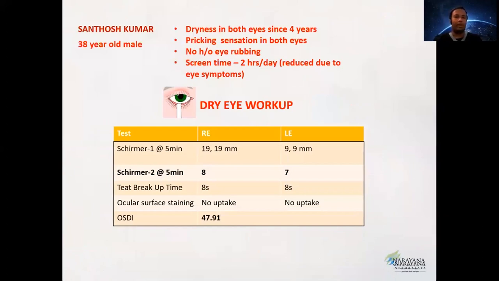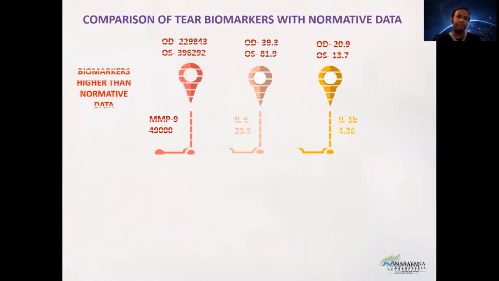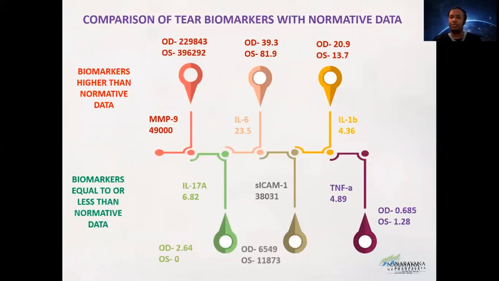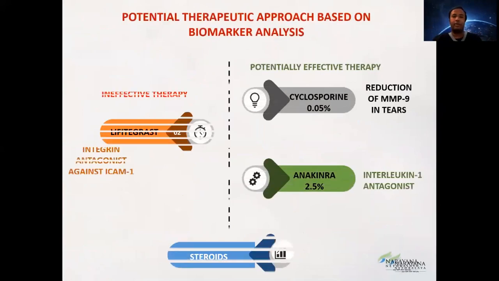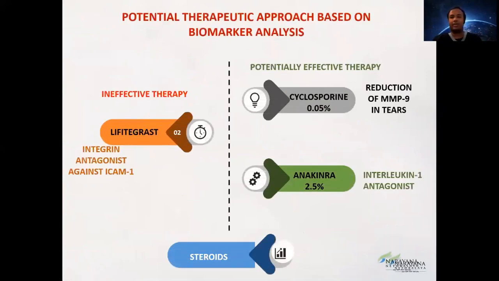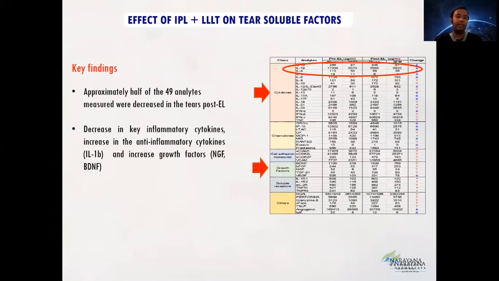This is a patient who, if you look at Schirmer's with anesthesia, was deranged. Tear film breakup time was borderline. And what we found is MMP9 was elevated markedly, in addition to interleukin 1 levels. So remember, in this case, how do we customize treatment? A potential effective treatment in this case would have been cyclosporin and an interleukin 1 antagonist, which is anakinra. Anakinra is not something available.